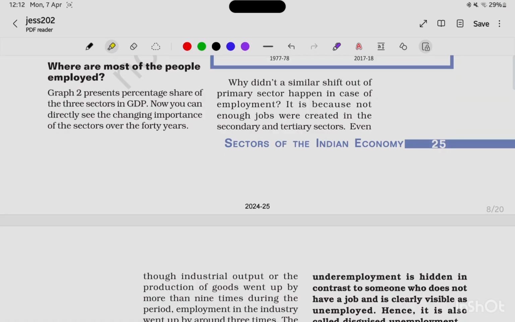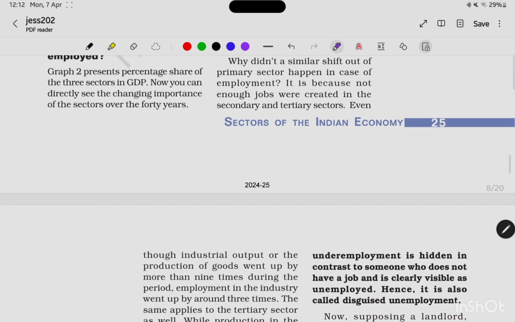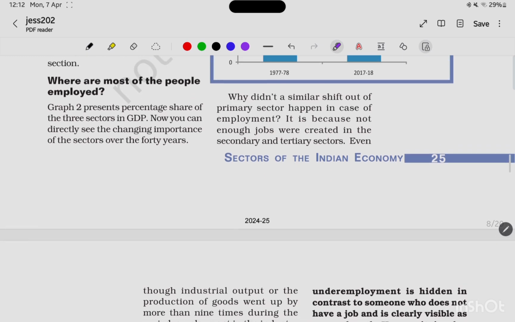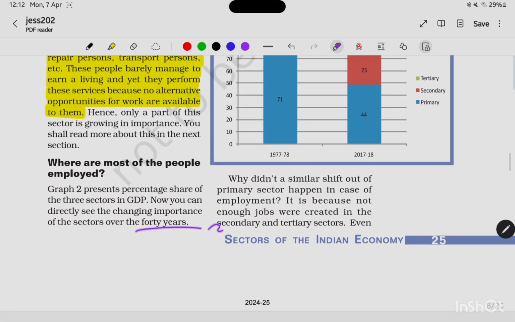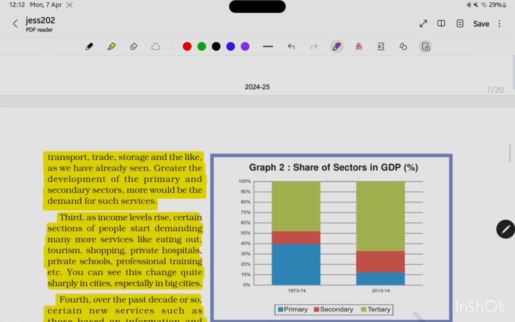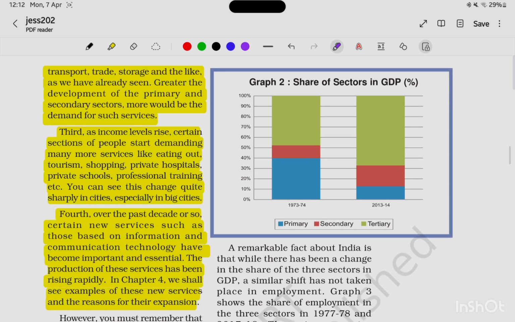Where are most of the people employed? So, graph 2 represents the percentage share of three sectors in GDP. Now you can directly see the changing importance of the sectors over 40 years. Okay, so here's the graph. Now as you can see, the blue is primary, the red is secondary, and the green is tertiary.